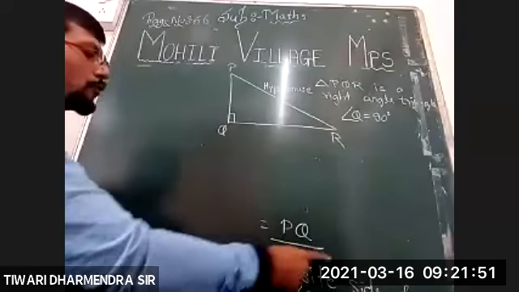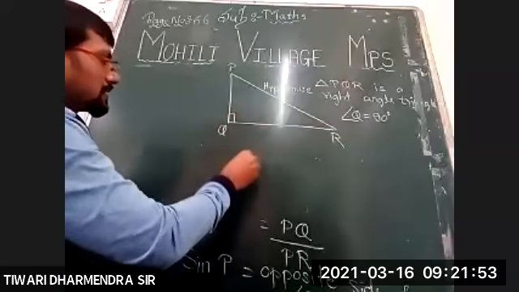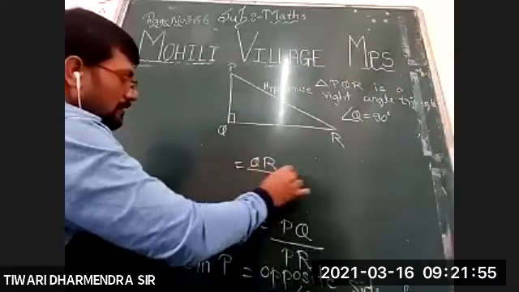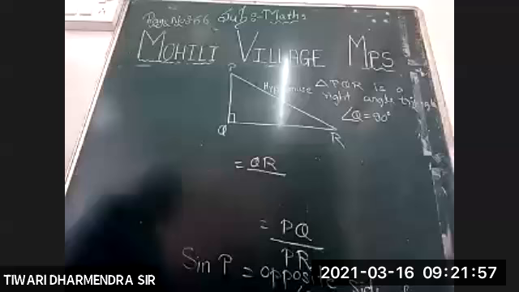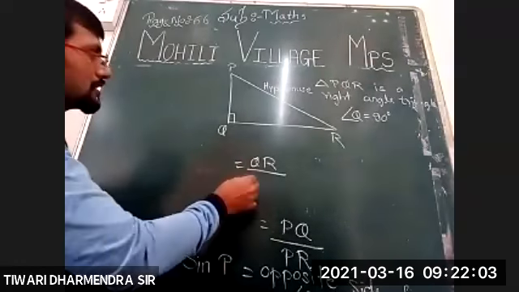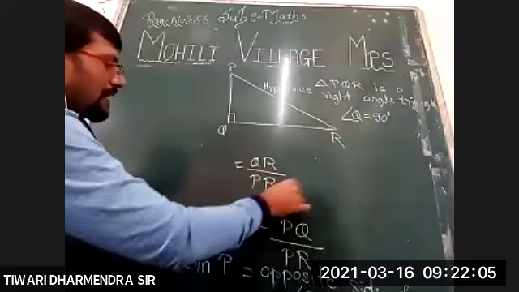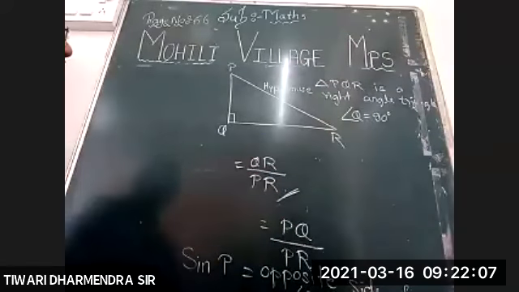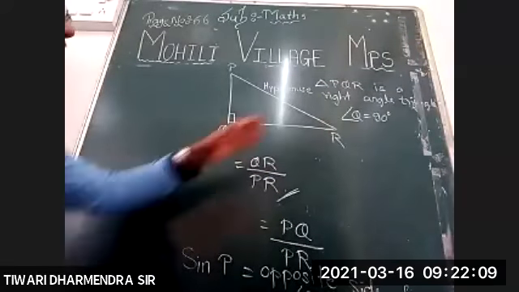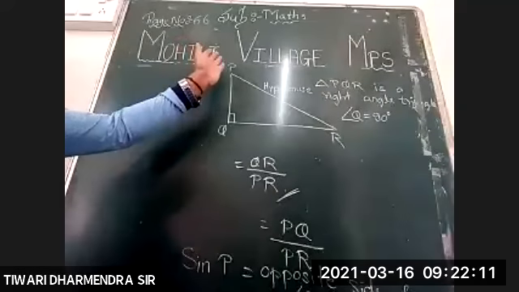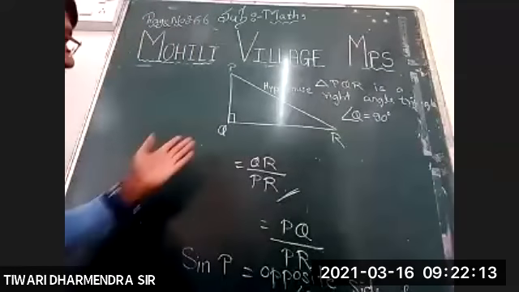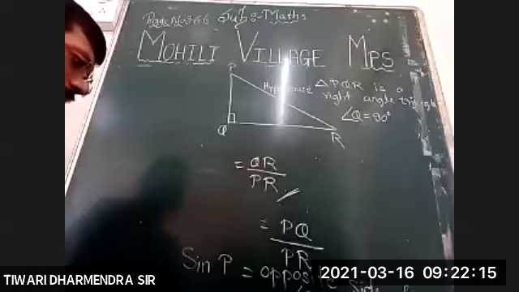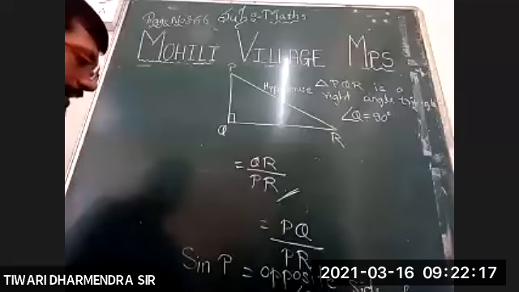Sine P, opposite side of angle P is QR upon hypotenuse is fixed, so it is PR. Very simple. We have done sine of angle R and angle P. We can't take sine of angle Q. Why? It is fixed. It is 90 degrees.